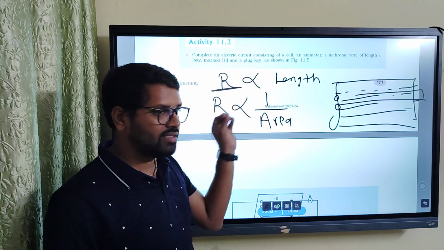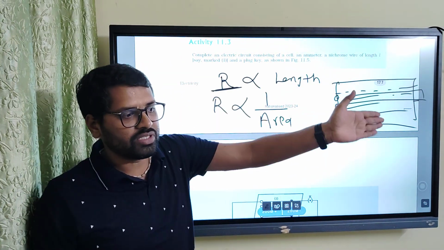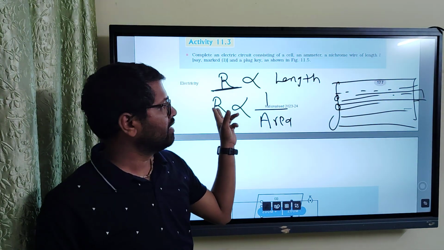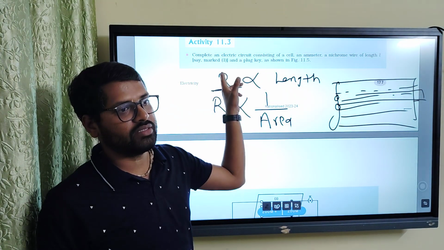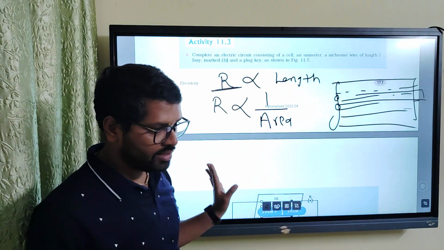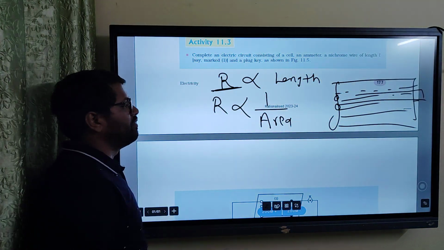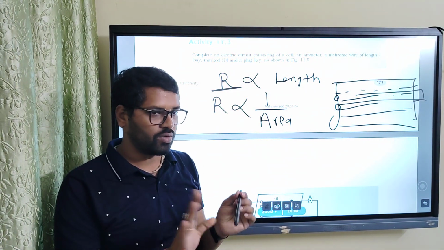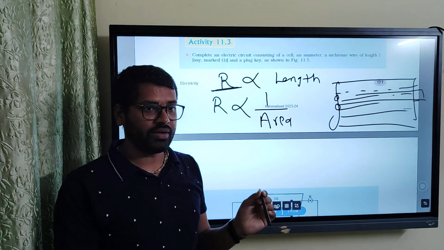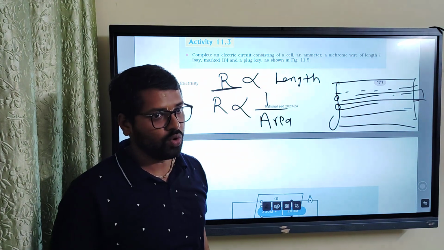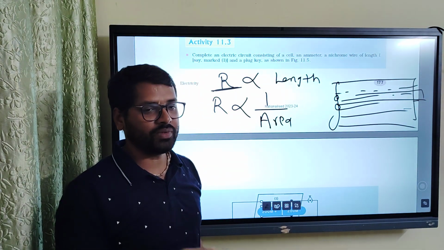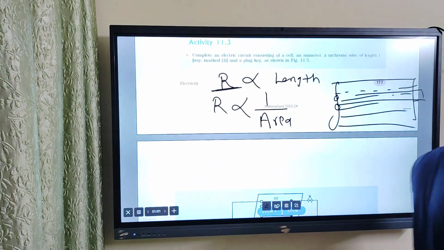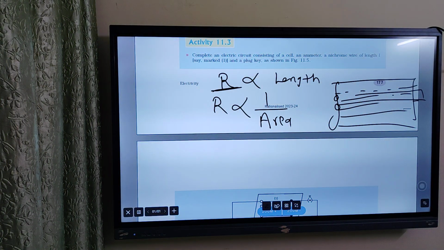See, resistance means the opposition, oppose. So if area is more, resistance will be less, and if length is more, resistance will be more. Simple? Correct? But does it depend only on length and area? If you take copper and gold, with the same length and same area, will the resistance be the same? No. So it also depends on the nature of the material. Since it depends on the nature of the material, that we call rho. What do we call it? Rho.